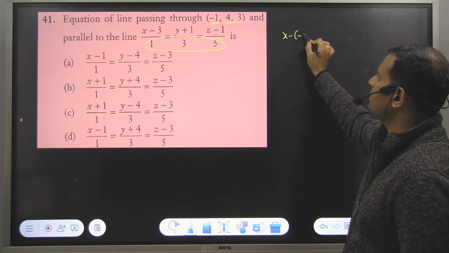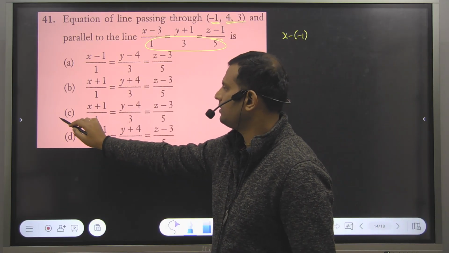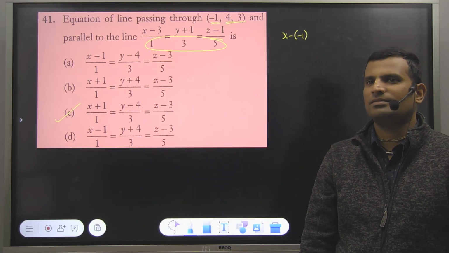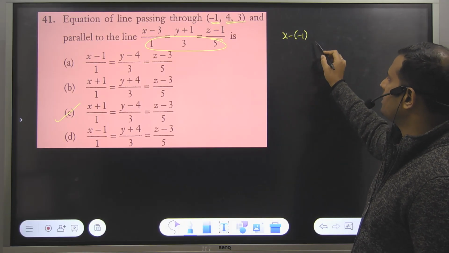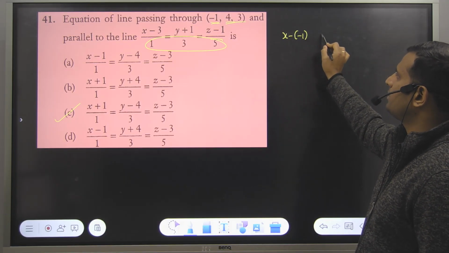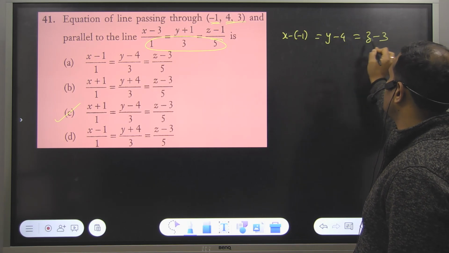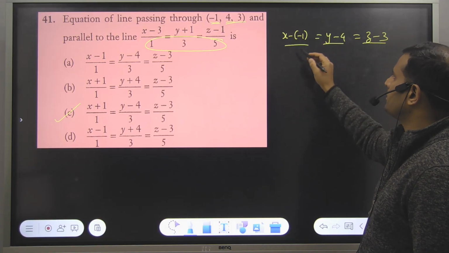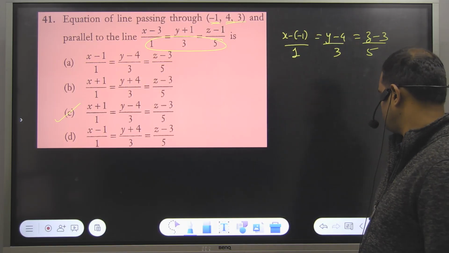X minus of -1. C, sir. C. Which option? Option C, isn't it? X minus of -1 and y minus 4, z minus 3, and here you will have 1, 3, 5. Okay.